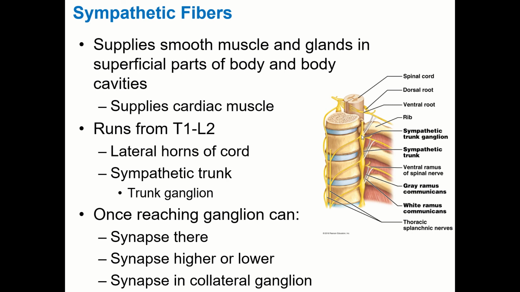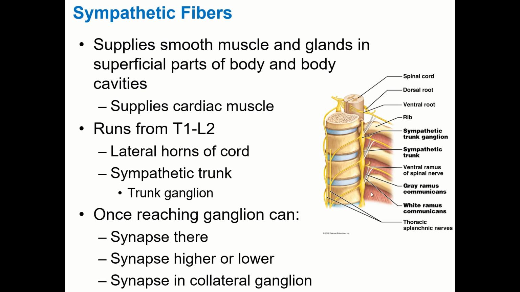sympathetic trunk ganglion, where it can synapse with the post-ganglionic neuron, whose axon then runs out through the gray ramus communicans, back into the ventral ramus, and then out to the effector organ. So it makes this weird little loop, and then out is kind of how it works.